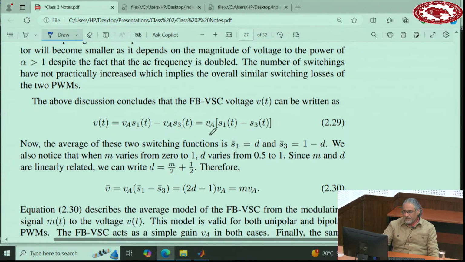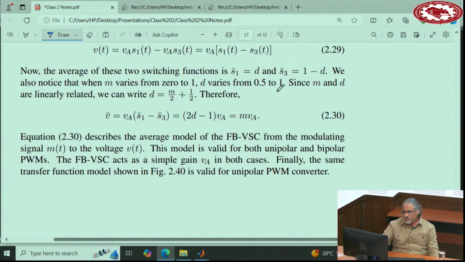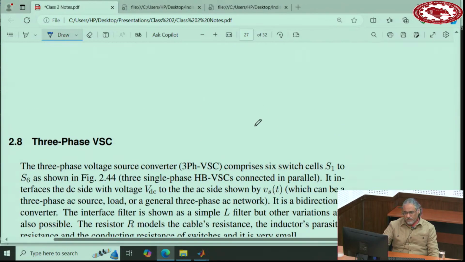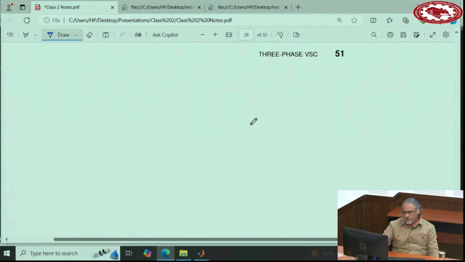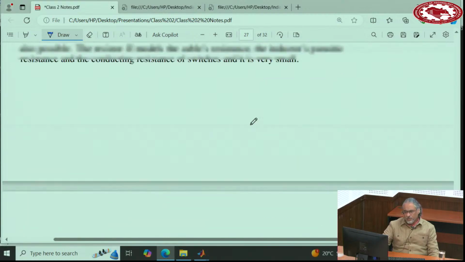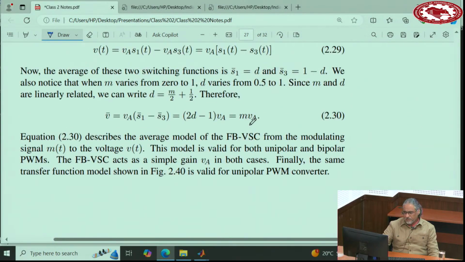And here is the mathematical model, VA into S1 minus VA into S3, and then use the same equation. We derive 2D minus 1, which is equal to M. And then finally, I didn't show the diagram because it's the same diagram. So in terms of mathematical model it is the same. In terms of operation, that's the way you operate it in the PWM, just to benefit from this zero state.